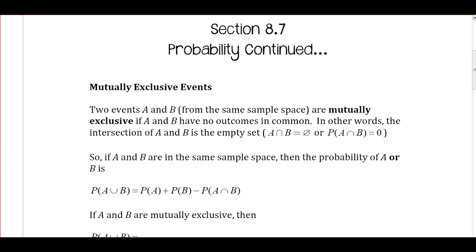So the first topic we're going to talk about are mutually exclusive events. Two events, A and B, from the same sample space are mutually exclusive if A and B have no outcomes in common. In other words, the intersection of A and B is the empty set. Remember, this symbol means intersection. So that would mean that the probability of A and B happening at the same time would be 0.